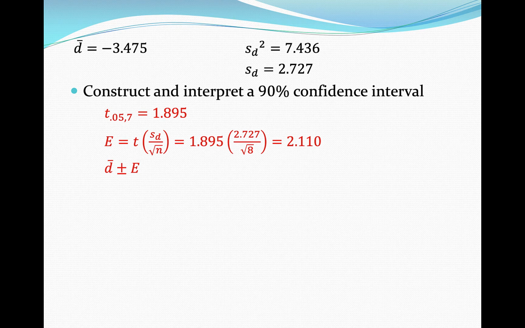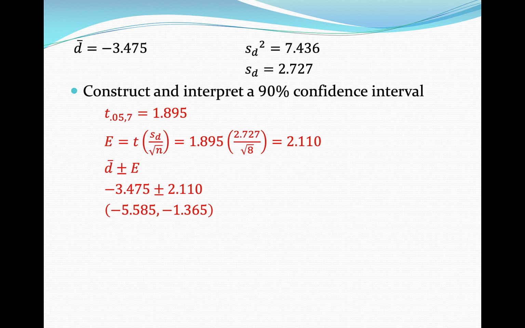Then we take our statistic, d bar, and we just add and subtract e, like always. So d bar here is negative 3.475. We just figured out e, so we add and subtract e, which is 2.110. That will give us our interval. So our interval here works out to be negative 5.585 to negative 1.365.